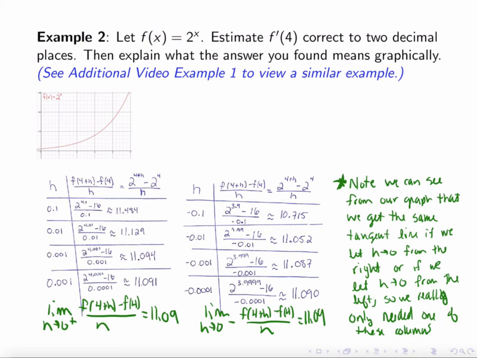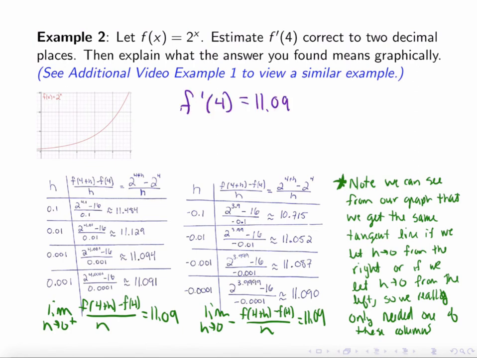Because from the graph we know that there really is only the one tangent line, then we probably could have just found either the limit from the right or the limit from the left and known that the other one was going to be the same. So when you're working through it on your own, I'm totally okay with you just giving that first column of data to say that this is the limit, if you know that the function goes smoothly through the value of x that you're interested in, in this case through x equals 4, so there really is going to be just one tangent line.